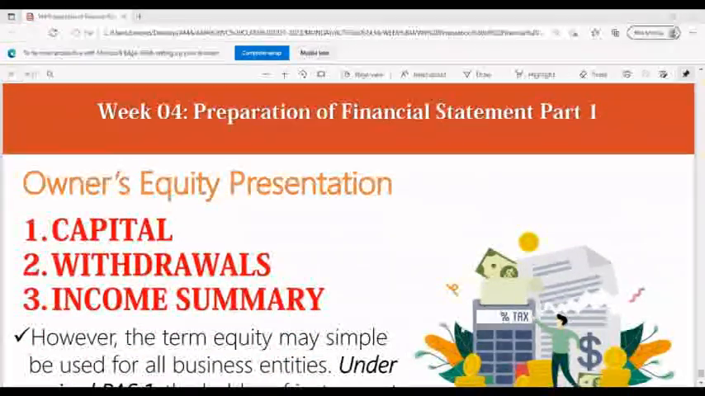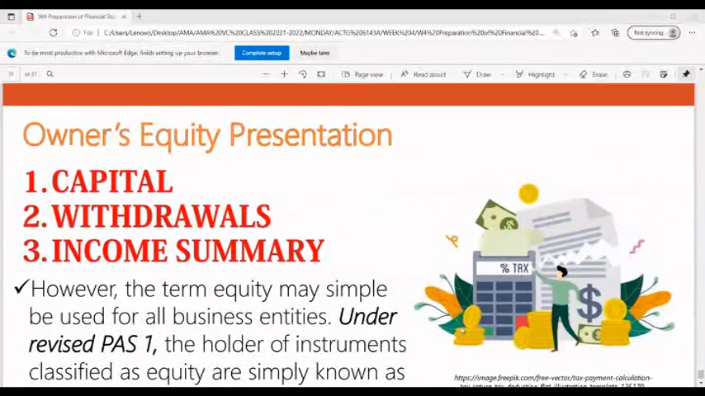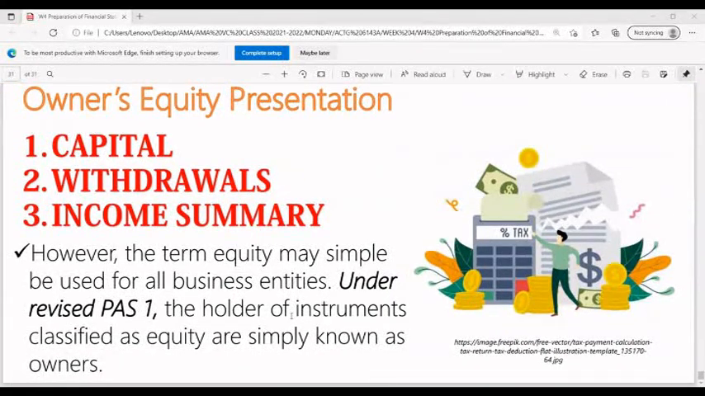So the owner's equity presentation includes capital, withdrawals, and income summary. However, the term equity may simply be used for all business entities. Under the revised PFRS, the holders of instruments classified as equity are simply known as owners.